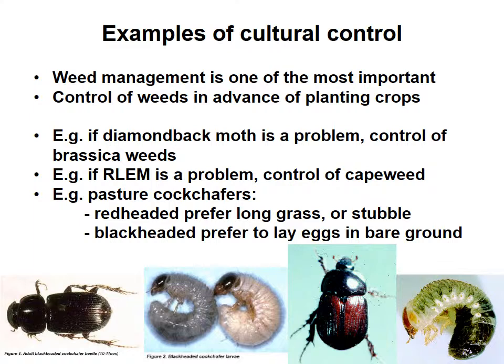Pasture cockchafers. These prefer different environments. So the red-headed form prefers long grass or stubble, whereas the black-headed pasture cockchafer prefers to lay eggs in bare ground. So in other words, an overgrazed area. So the complete opposite controls by cultural means.